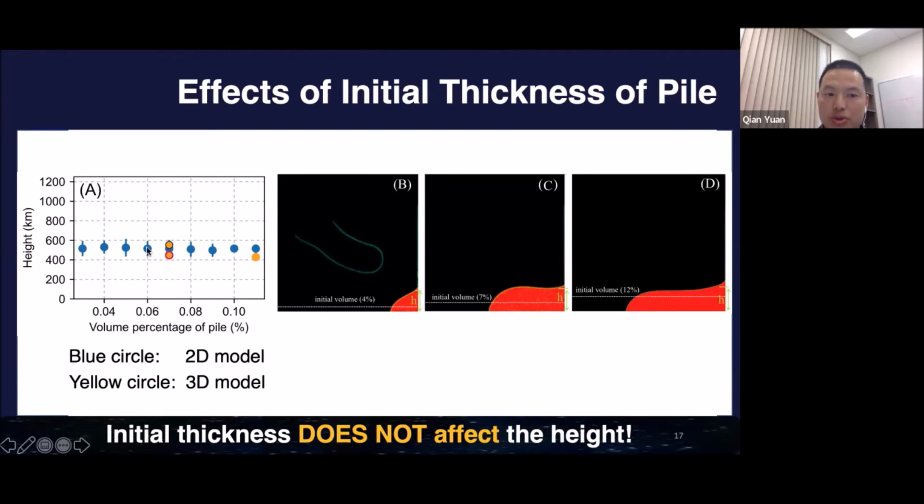The blue circles represent the 2D models, and the yellow circles are the 3D models we used to confirm. They are similar. Of course, you cannot have a larger volume, because then you will cover the core mantle boundary all the time, and that doesn't look like thermochemical piles for the LLSVPs. If you have too little volume, then you cannot be stable. You cannot have a steady state. It will quickly mix with the background mantle.